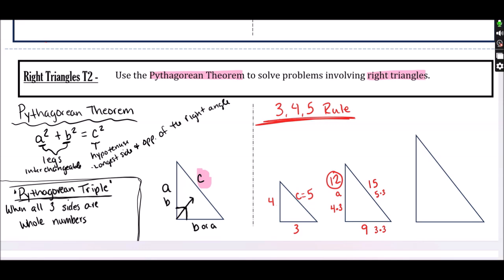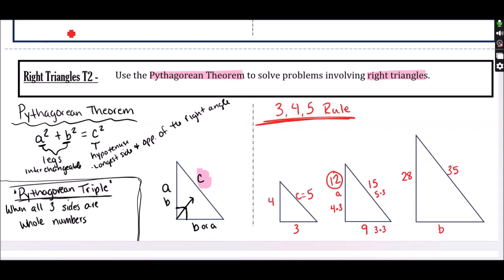So we can follow that 3, 4, 4, 5 pattern. And again, you're not going to always have this, but it is something that can be super helpful. And obviously, since these all give us whole number answers, this would be an example of a Pythagorean triple. Let's try one more. Let's say I know the height is 28 and the hypotenuse is 35, and this time they want to know b.